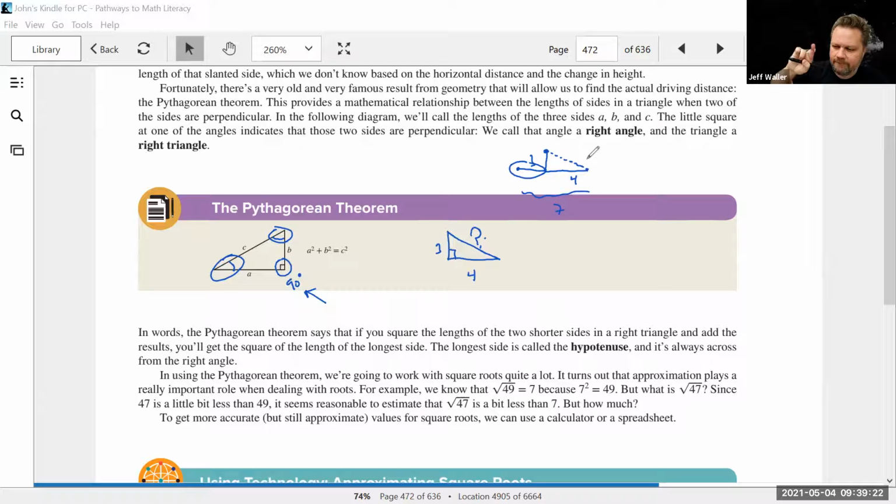It's the fact that they're squared that makes this thing work. What letter do I give this unknown side? It's got to be a certain letter. C, because it's across from the right angle. I love it. So how do I set up the equation? So 3 squared plus 4 squared equals C squared.